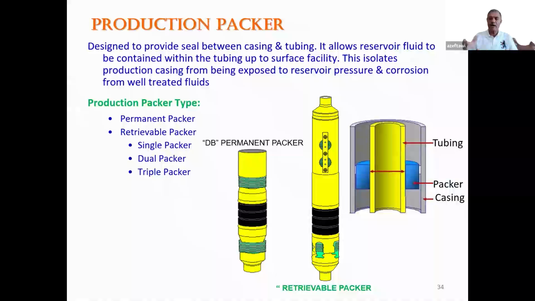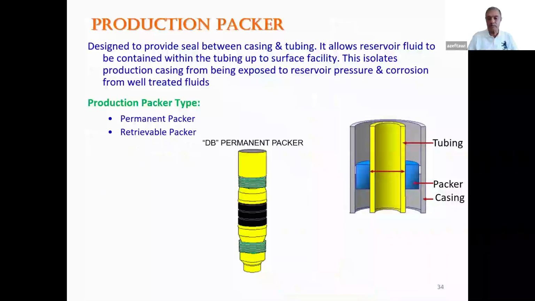If you notice, both have the same components. Any packer consists of three main components. Body, yellow color. Then we have slips that bite and set the packer in place, which is in green color. And the rubber element that inflates and makes the seal, which is black color.